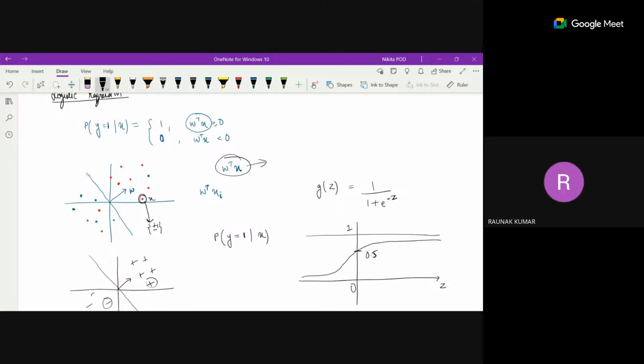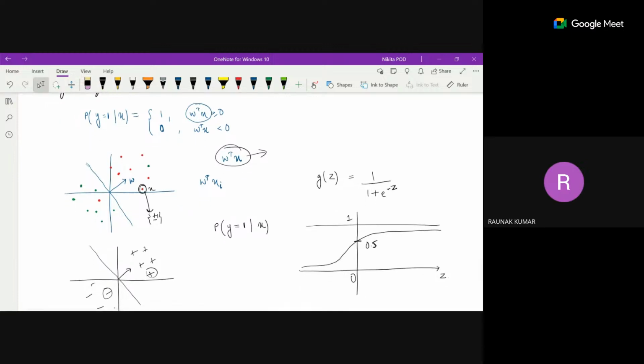Ma'am, is 0.5 a threshold value? No, we can't say it is a threshold. This is how the graph of the sigmoid looks. What threshold you put for a model will depend on the use case.